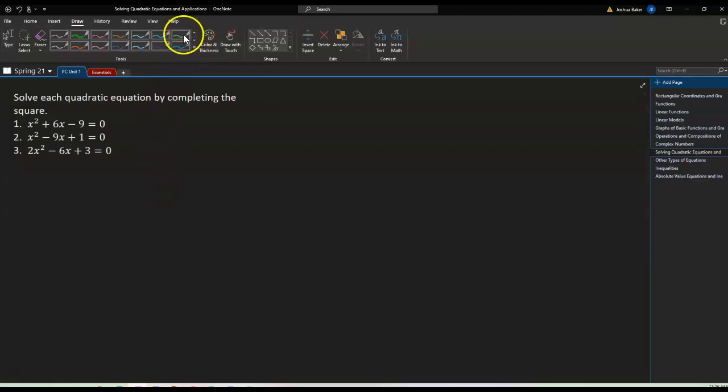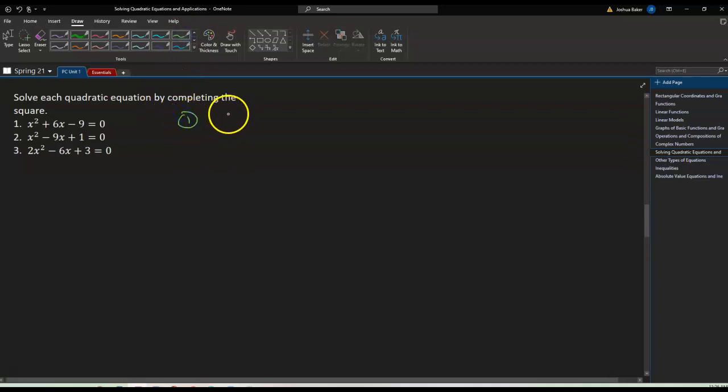All right, where's the green here? All right, so on number 1 here, in order to complete the square, you need the coefficient of the x squared to be a 1. Now, in the first two, it is. In the third one, it's not. So I'll show you what to do when it's not a 1 when we get to this last one.